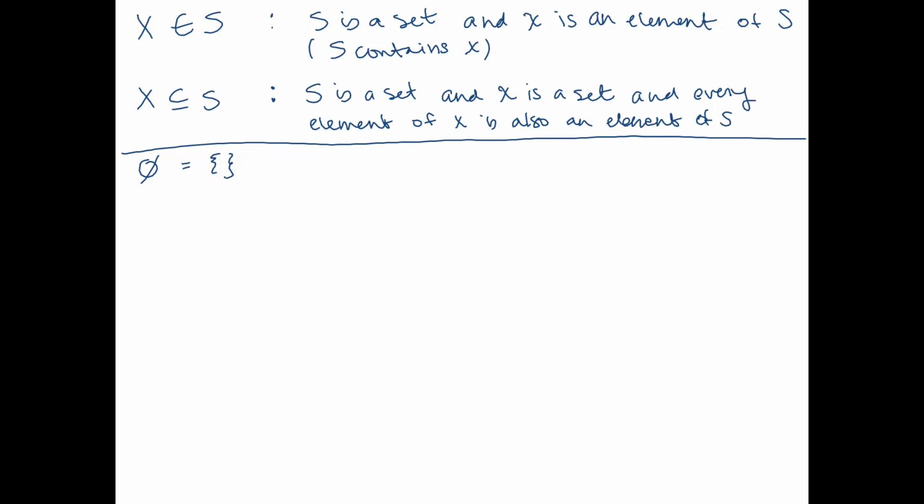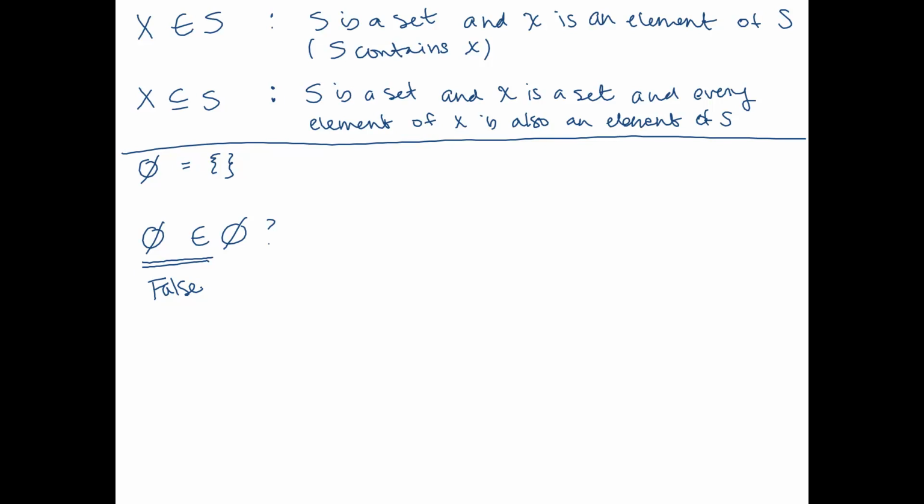The first question we're going to ask is whether it's the case that the empty set is an element of the empty set. Well, what elements are contained in the empty set? No elements. There are no elements in the empty set. So this part, that something is an element of the empty set, cannot be true. So this is false.